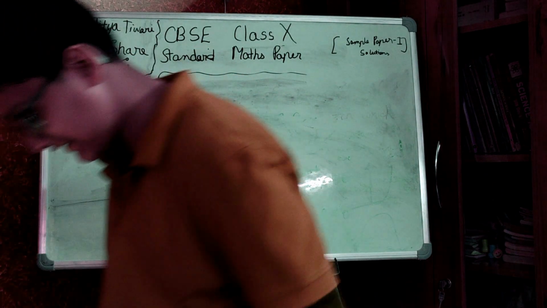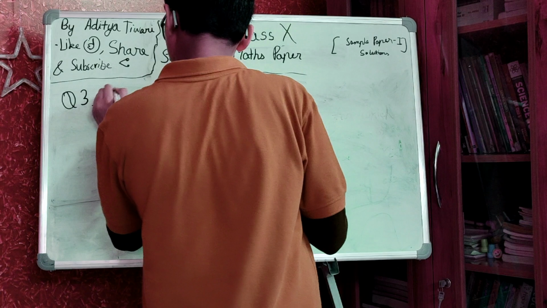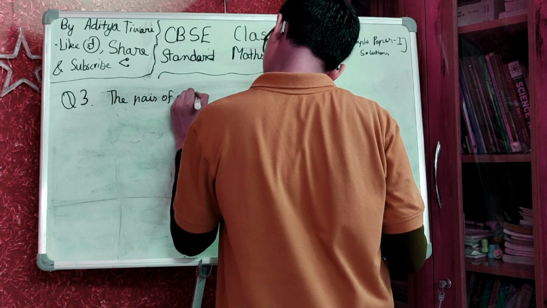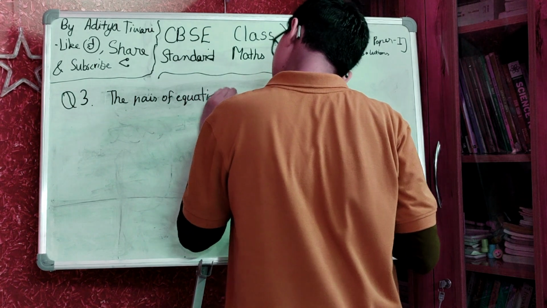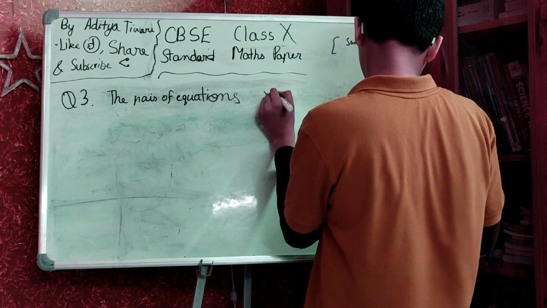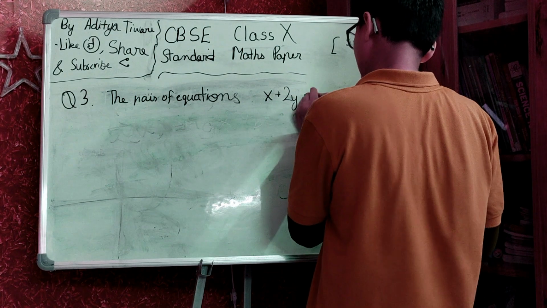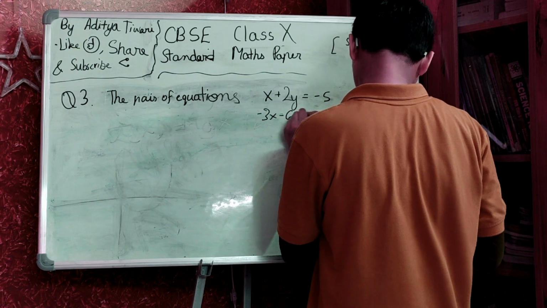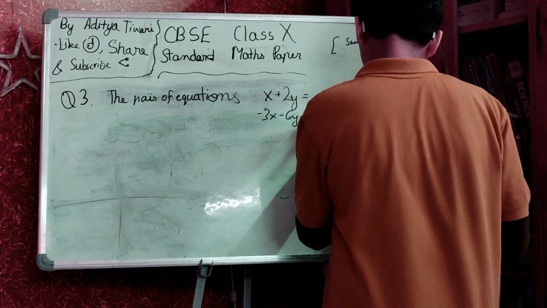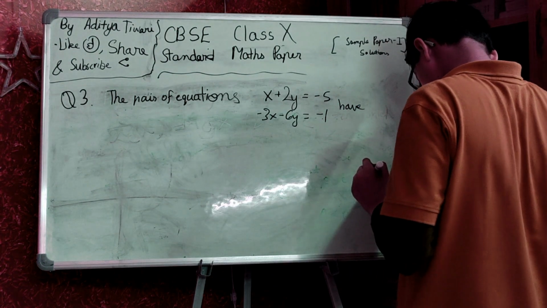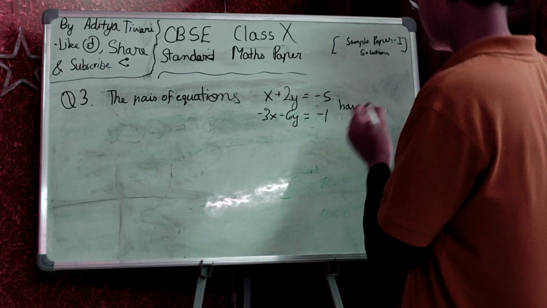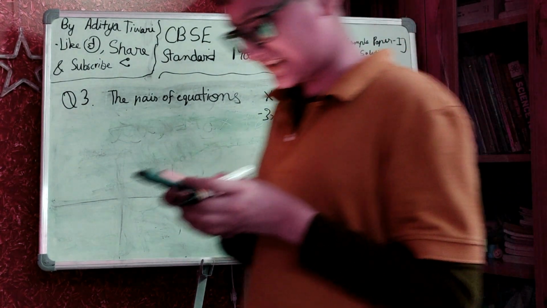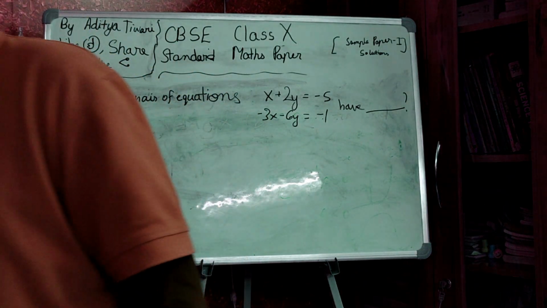Okay, question number 3. Again, this is a graph question. The pair of equations x plus 2y is equal to minus 5, negative 3x minus 6y is equal to minus 1 have... This is an MCQ again. They have also shown the graph, which made it very easy.